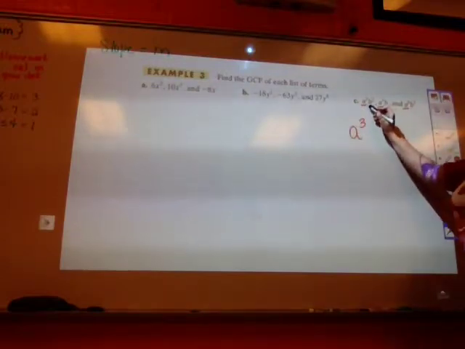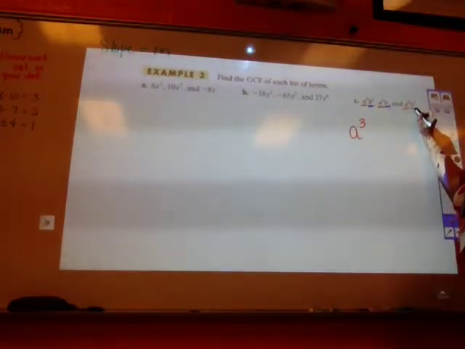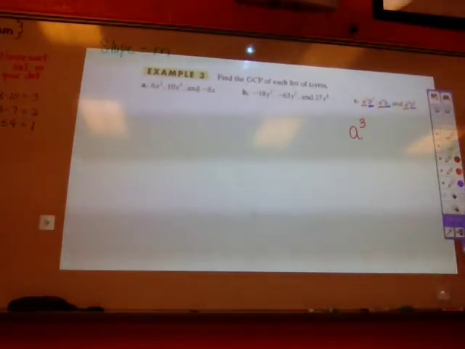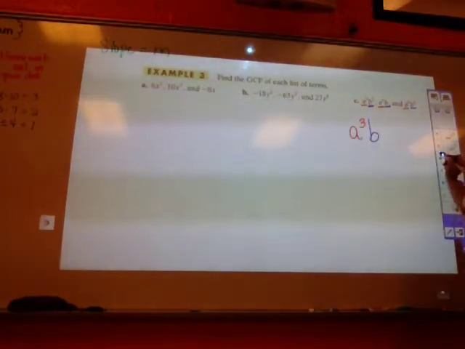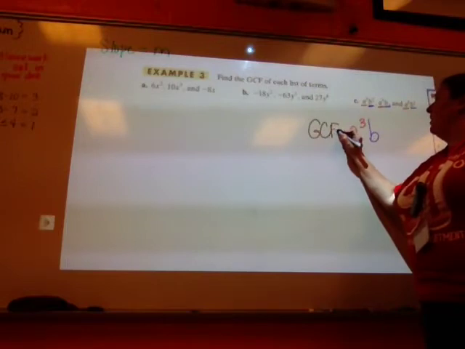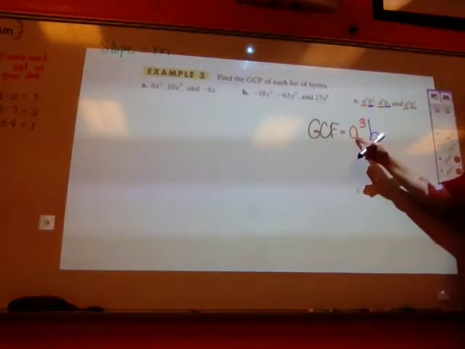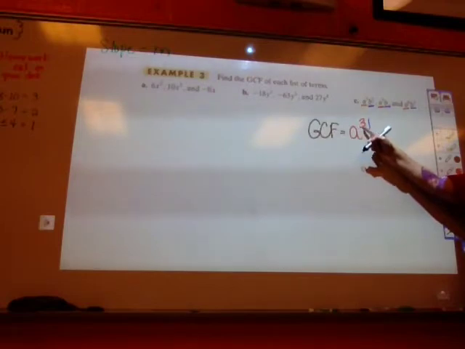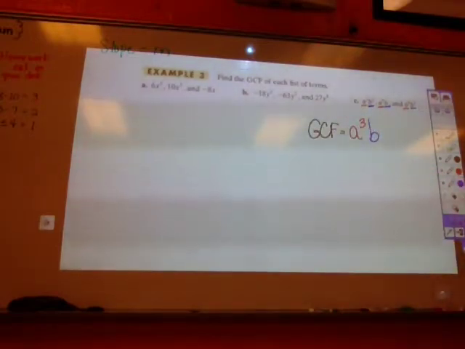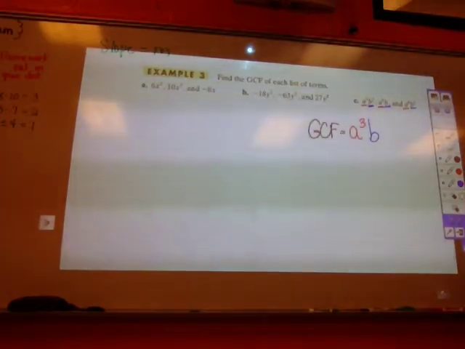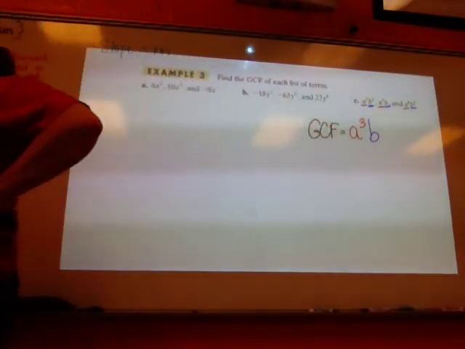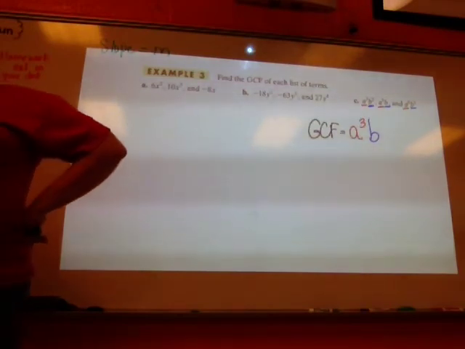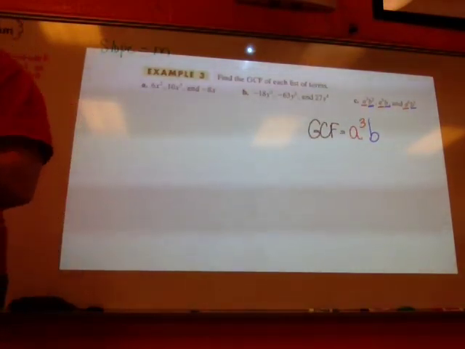Then I've got my B's I've got to worry about. I got a B squared, just a B, and another B squared. What can I pull? Just a B. Okay? So I would say that my greatest common factor out of all 3 of these terms is, I can pull an A to the 3rd out of all of them, and I can pull a B out of all of them. So A to the 3rd B. Does that make sense? Yes or maybe? So with greatest common factor, you're looking, what can I pull out of everything? If I pull it out of one, I have to be able to pull it out of the other. All right, everybody good?